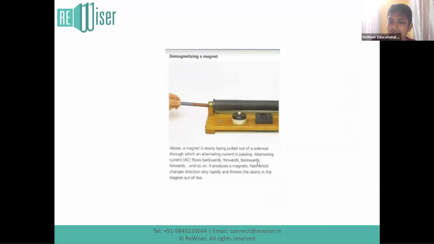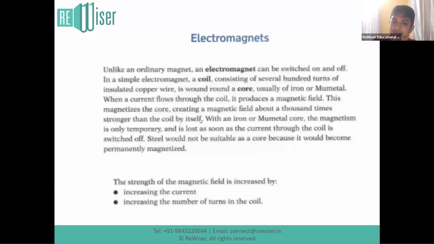That's it. How do you demagnetize? One simple way to demagnetize, you can see here. The magnet is slowly pulled out of a solenoid through which alternating current is passing. You know what alternating current is. There are two types of current, alternating and direct current. Alternating current is that which reverses the direction every half a cycle, whereas direct current flows in the same direction throughout its entire existence. So as alternating current is flowing forwards, backwards, the magnetic field produced also changes direction rapidly. This rapidly changing magnetic field will help demagnetize the given magnet.